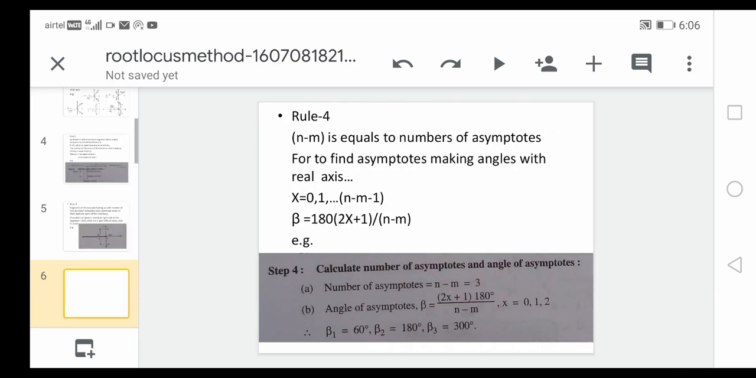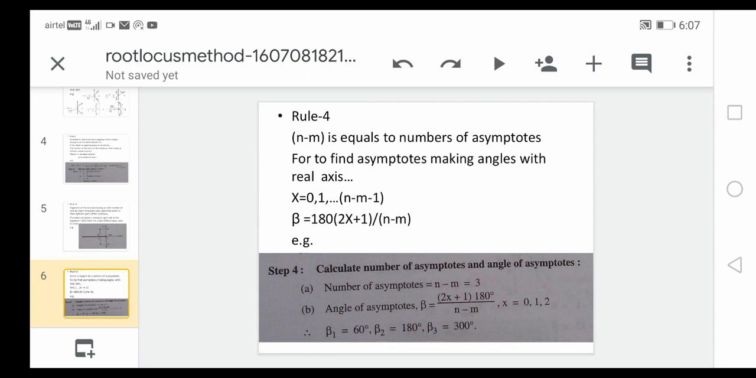Now rule 4 is that you need to find out the angle of asymptotes. How you are going to find out is nothing but how many asymptotes will be there. That is nothing but the number of poles minus the number of zeros, which will give the number of asymptotes.